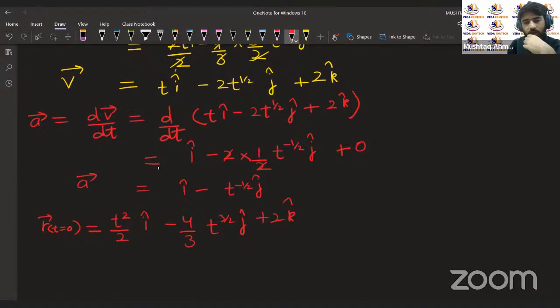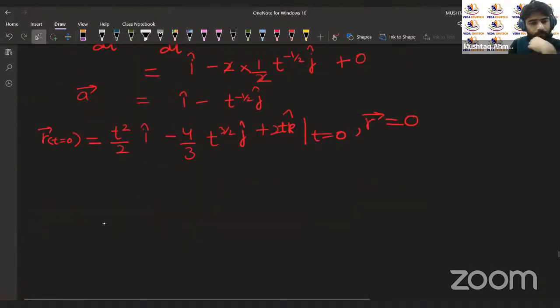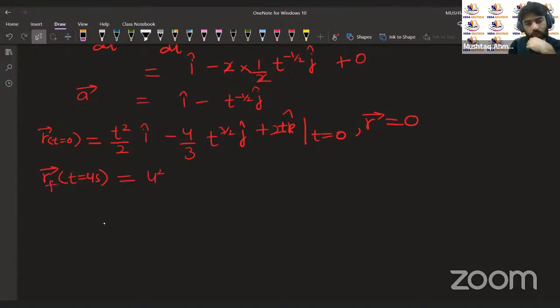So the initial position vector, we have to put just time t equal to 0 in this case. So it means that at time t equal to 0, the particle will be at 0 position, means the particle will be at origin, right? And after time t equal to 4 seconds, the final position vector will be 4 square over 2 i cap minus 4 over 3 into 4 to the power 3 by 2 j cap plus 2 into 4 k cap, right?